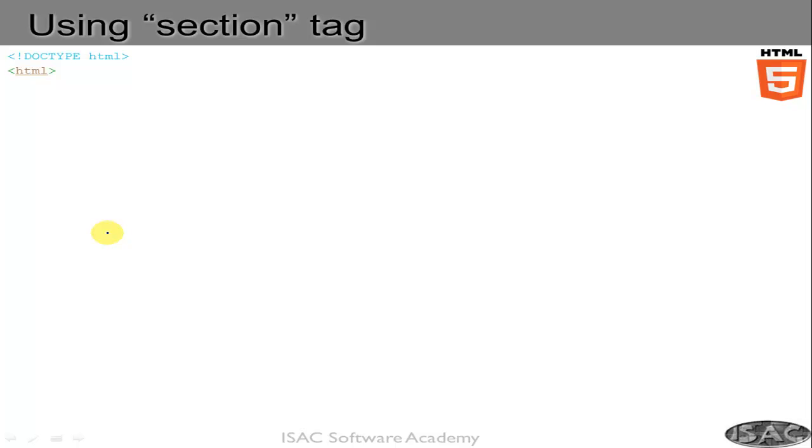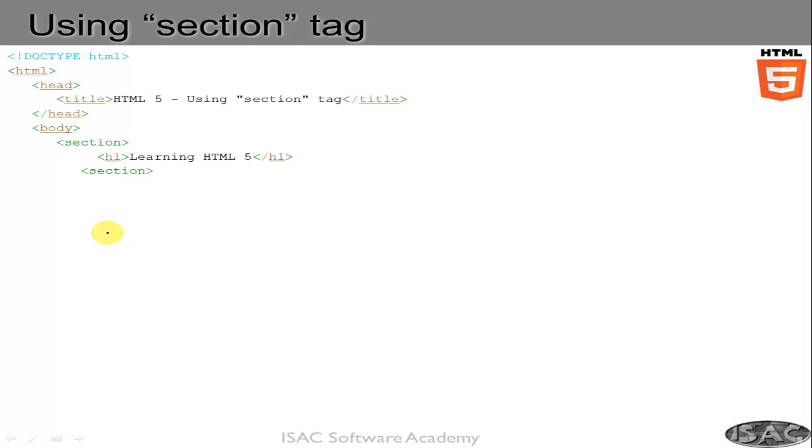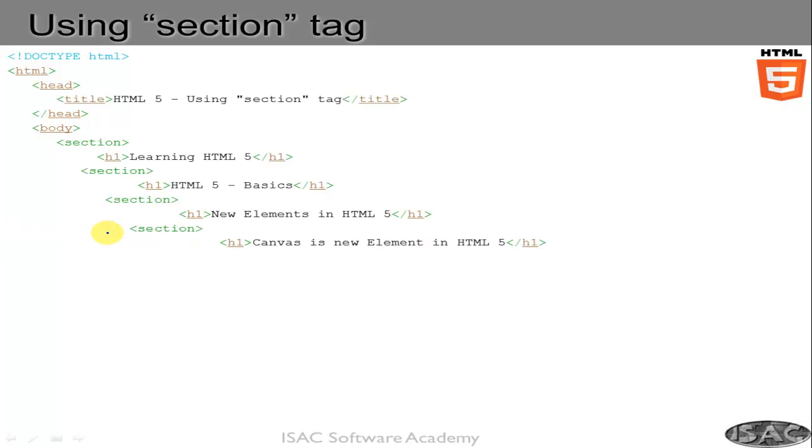So, the article will have a section. Inside that, it will have a subsection. The subsection will have another subsection or so. So, let us see how to use this. The section tag will start like this. Declare HTML, head, title and body. Inside body, I am going to declare a section. The first section will be called learning HTML5. Inside that, I will declare another section called HTML5 basics. Inside that, I will declare another section called new elements in HTML5. And then I will put a section called canvas is a new element in HTML5.